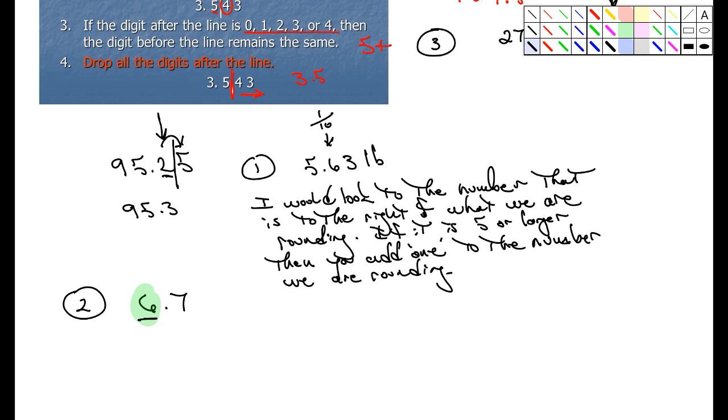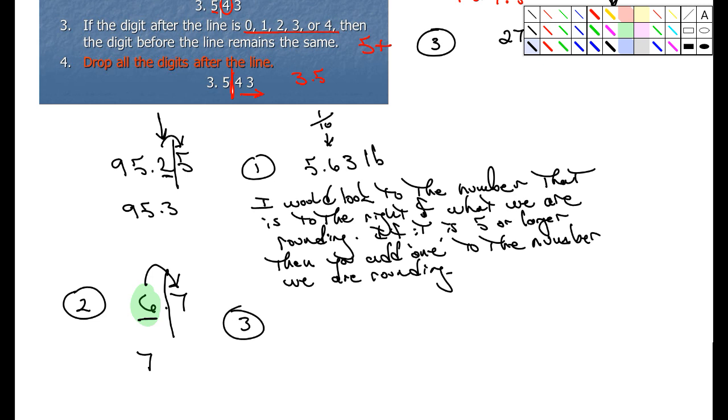So what do we do? We'll draw a line just to the right of that, look to the number just to the right of it. Is it 5 or larger? Yes, it is. It's 7. So what do we do with the 6? The 6 becomes a 7. So the answer to number 2 is simply 7.